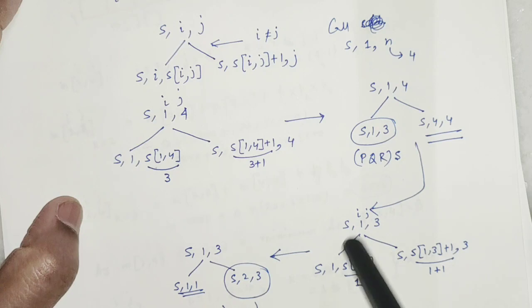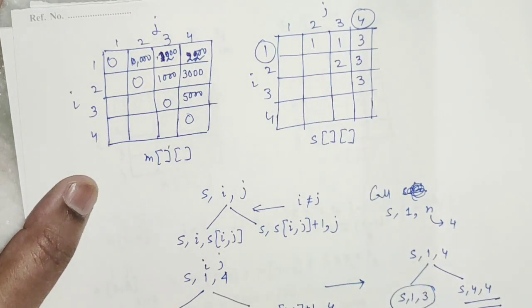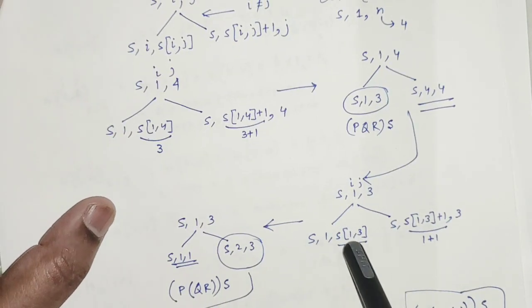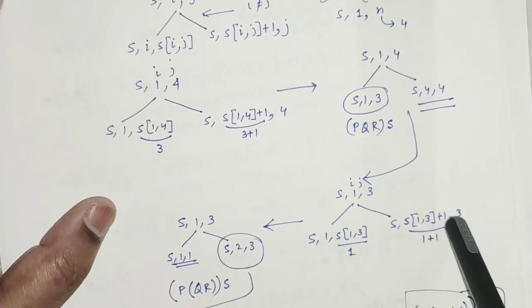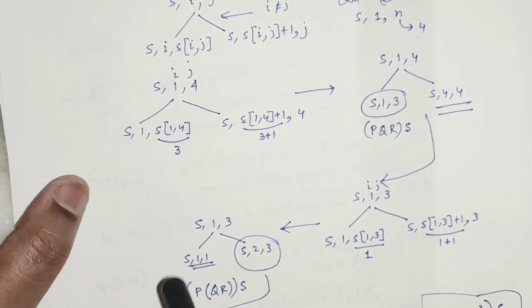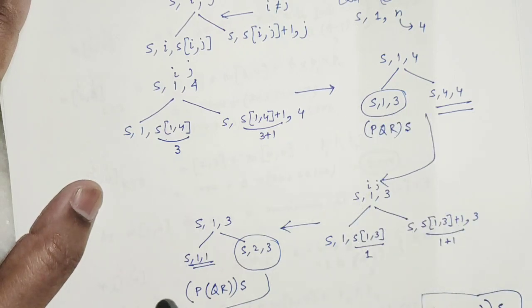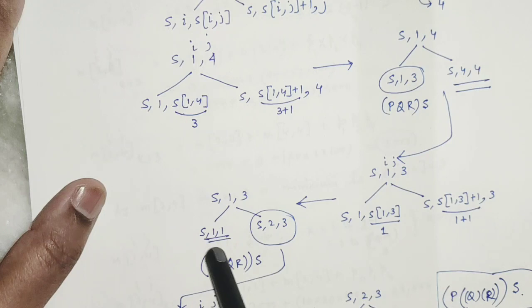S comma current i comma s of ij means s of 1 3, s comma s of 1 3 plus 1 comma j. So what is s of 1 3? S of 1 3 is 1, so put it here. As it is 1, definitely this should be 1 plus 1, 2, so the calls are 1 to 1 and 2 to 3. So 1 to 1 means take this one for further parenthesization. So 1 to 1 means p alone. 2 to 3 means q to r, the second to third, there is a parenthesis.